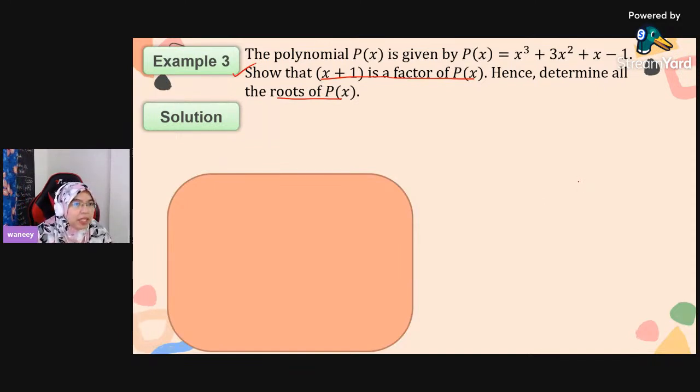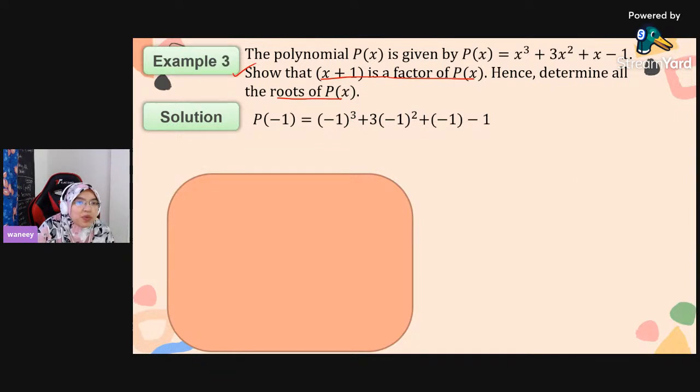So let me copy down the P(x) and then I will substitute x with negative 1. We are going to get negative 1 cubed plus 3 times negative 1 squared plus negative 1, minus 1. So this is negative 1 plus 3 minus 1 minus 1. They will become negative 3 plus 3, which will simply give us 0. So since P(-1) is equal to 0, that means x plus 1 is definitely a factor of P(x).